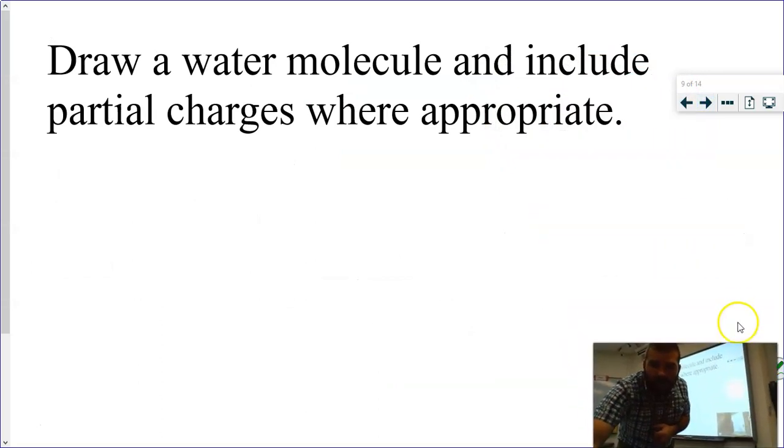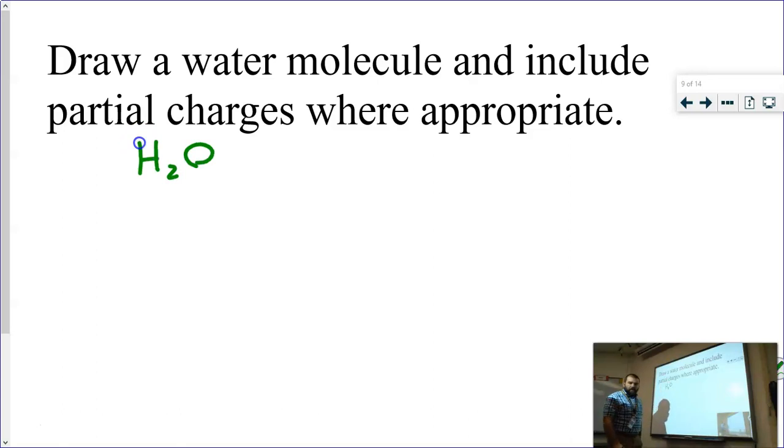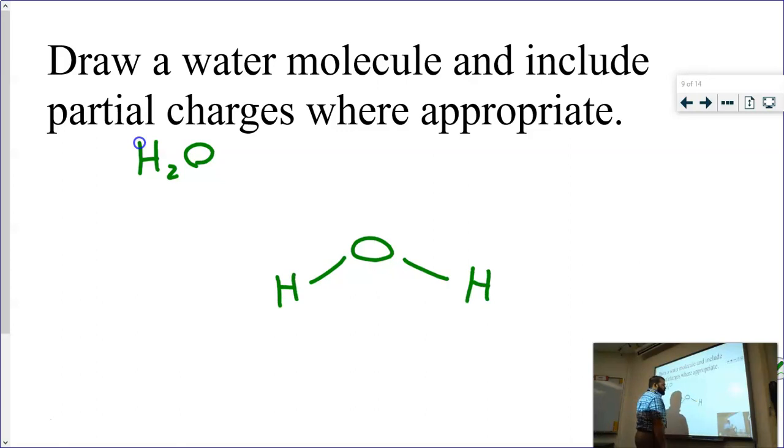All right. Draw a water molecule and include partial charges where appropriate. So let's draw a water molecule. We have H2O. That's the formula, right? Let's draw this out. Oxygen is in the middle. And on either side, we have a bond to a hydrogen. Okay, so there's my oxygen atom, hydrogen, hydrogen atom. These long dashes are my covalent bonds, where the electrons are being shared.